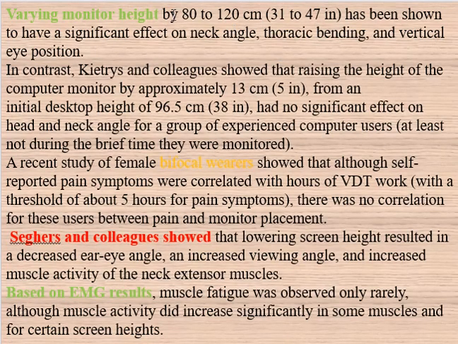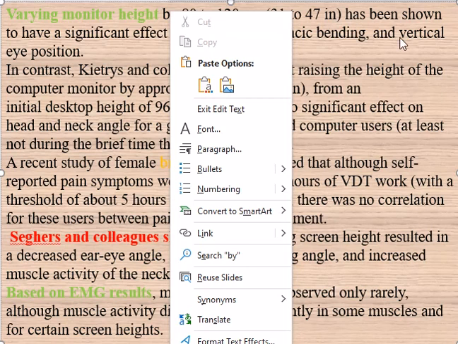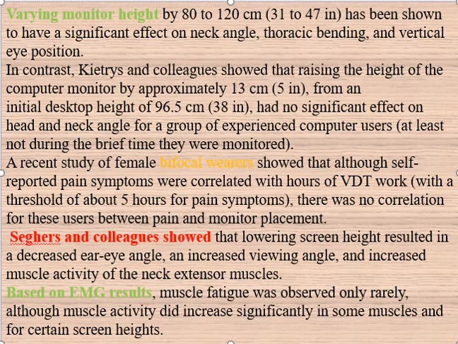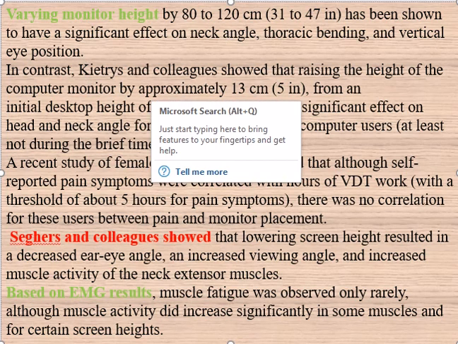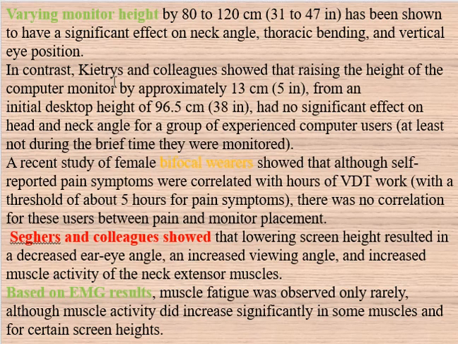Varying monitor height from 80 to 120 centimeters has been shown to have a significant effect on neck angle, thoracic bending and vertical eye position. In contrast, Cattray and colleagues showed that raising the height of the computer monitor by approximately 13 cm from an initial desktop height of 96.5 centimeters had no significant effect on head and neck angle for a group of experienced computer users.